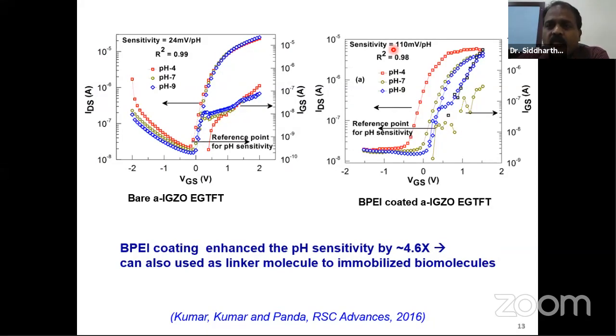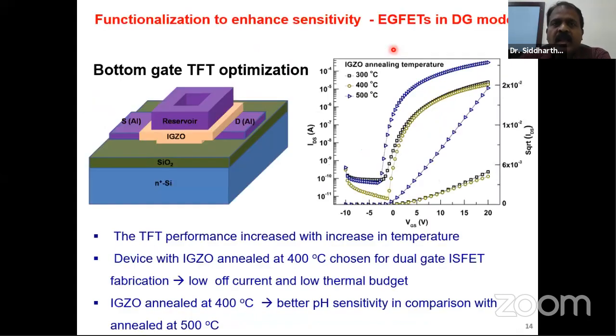What we have seen here is that by functionalization, we are able to see an enhanced performance. Next, we took the same device and changed the architecture. Instead of an electrolyte insulator semiconductor structure, which is like a diode, we made it a transistor kind of structure. In this case, we use an electrolyte gated field effect transistor. That is, we do not have a dielectric, but the semiconductor itself is used for sensing.